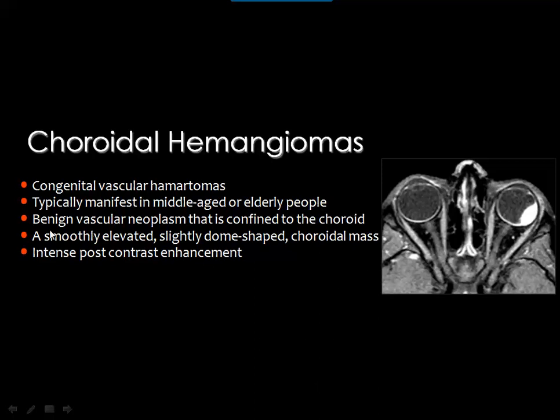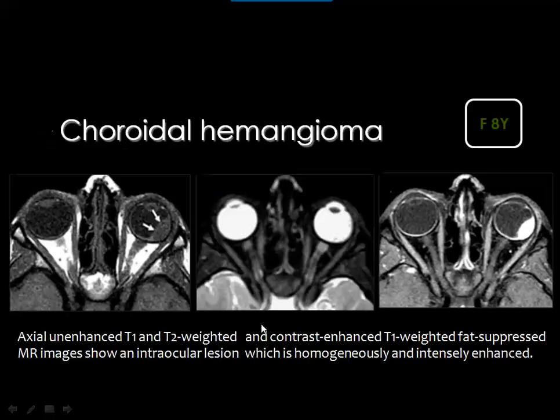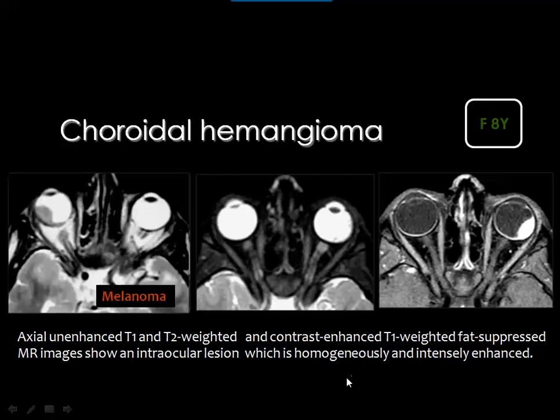As I have said, this is a benign lesion confined to the choroid, and it shows a smoothly elevated dome-shaped choroidal mass with intense post-contrast enhancement. Then look here, and you see this is the choroidal hemangioma before contrast in the T1 and in the T2 weighted image, and after contrast injection showing intense, strong enhancement.